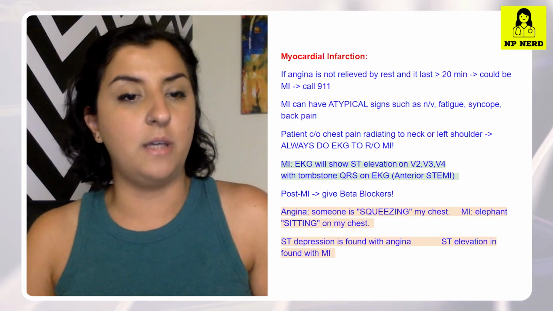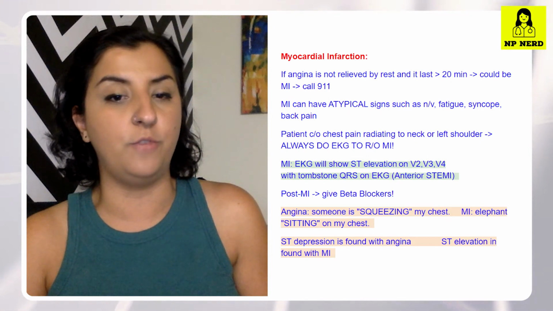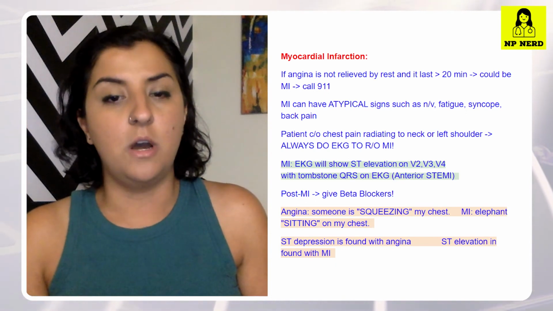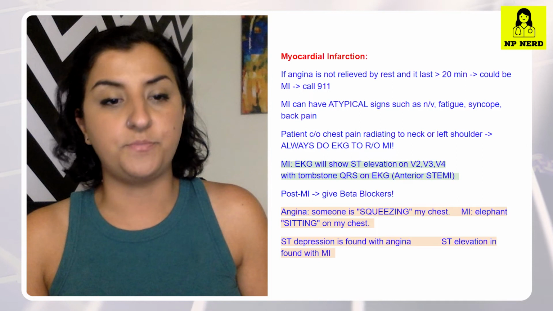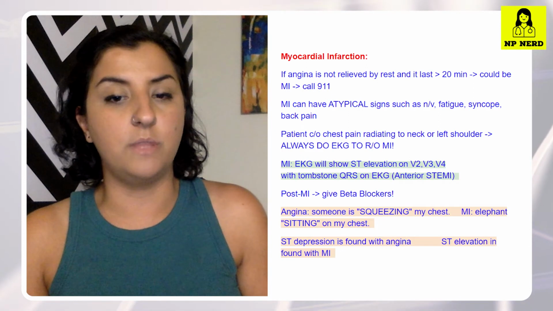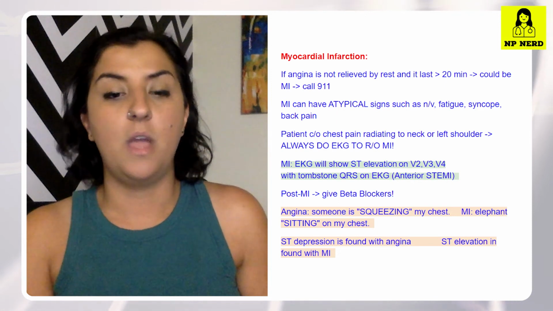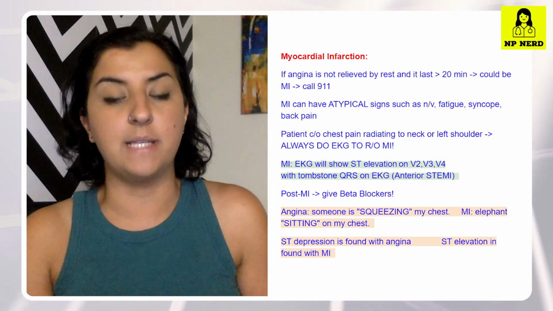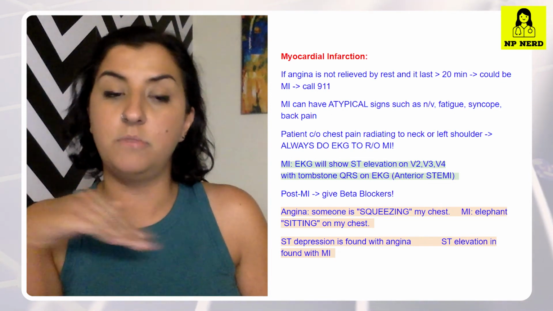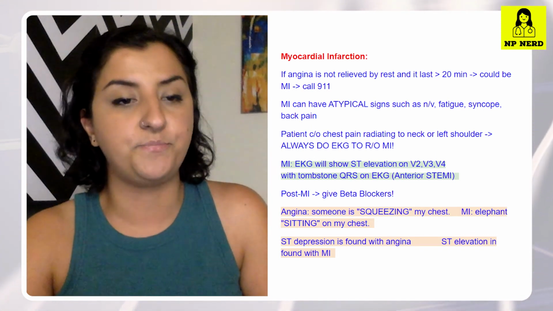So what happened with EKG? The EKG, when a patient has an MI, will show ST elevation on V2, V3, V4. And then you get your infamous tombstone QRS on an EKG as well. You give beta blocker to patient after they have MI, and the patient describe angina as someone is squeezing my chest. The MI, the patient describe it as an elephant sitting on my chest, okay? And then angina is ST depression most of the time, and MI is ST elevation most of the time. So just remember all that.